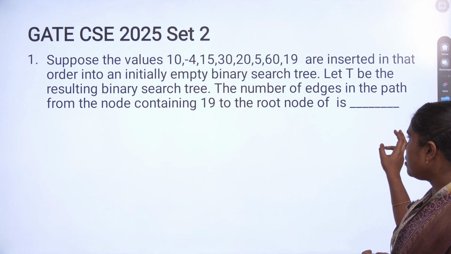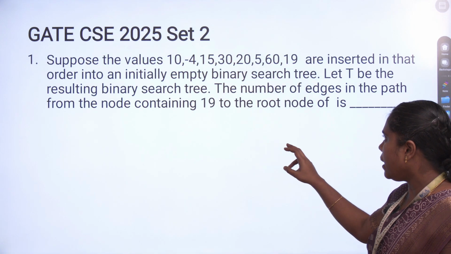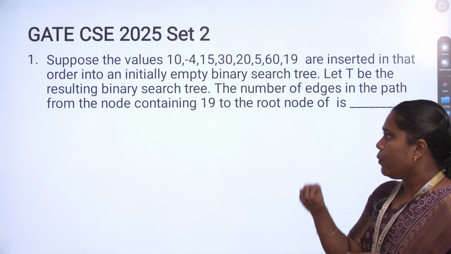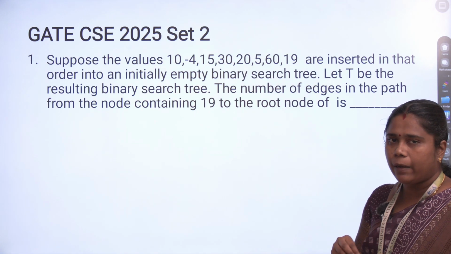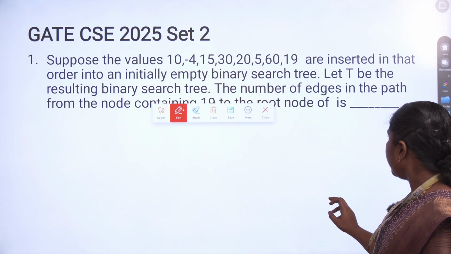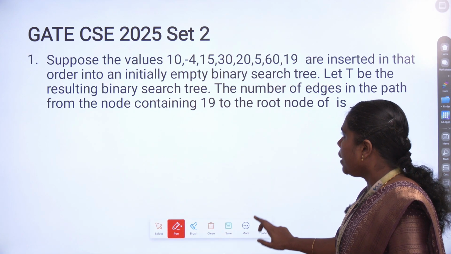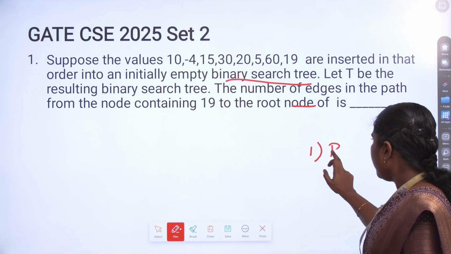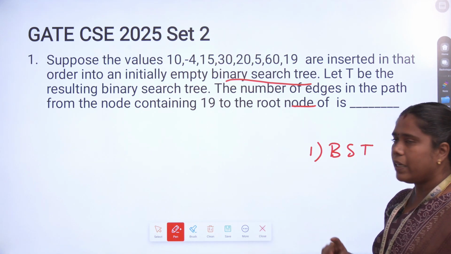The number of edges in the path from the node containing 19 to the root node of it. So first, whenever a question is given, you need to find out some of the important data. So what is the first important data here? What type of tree do you need to construct? You are going to construct a binary search tree. That is the first point.